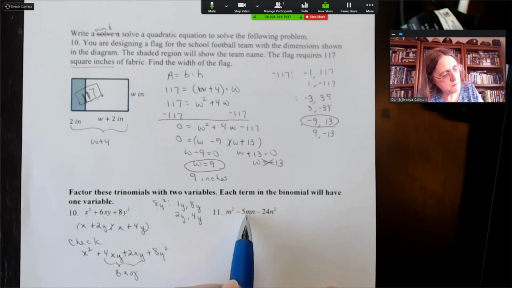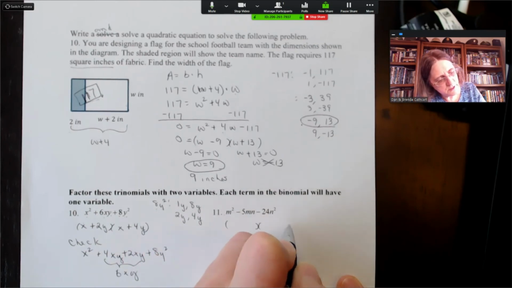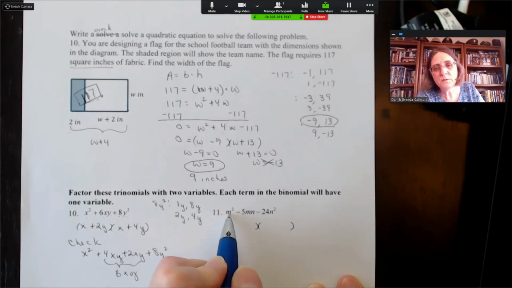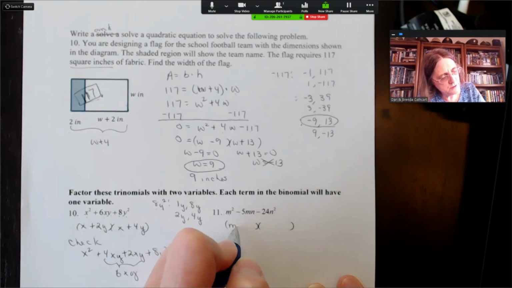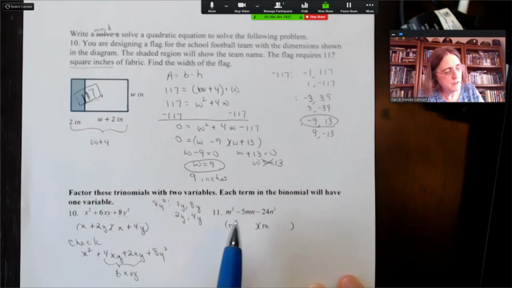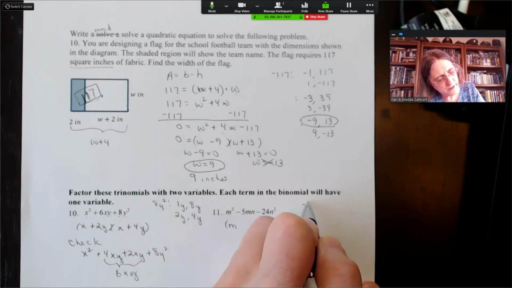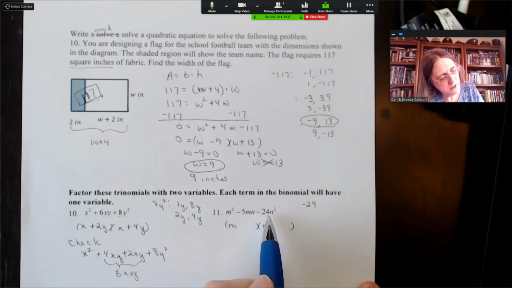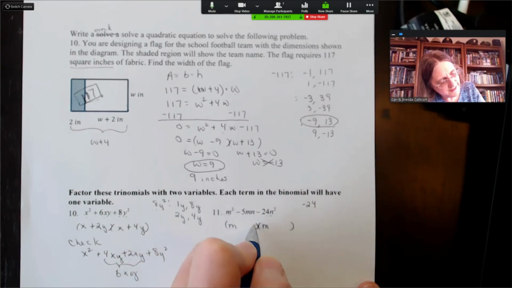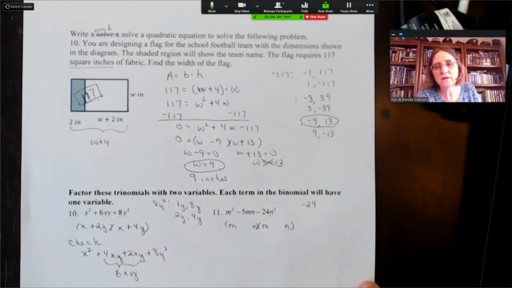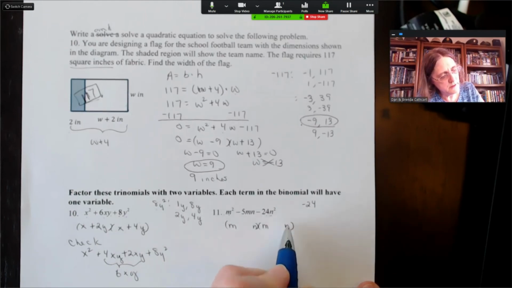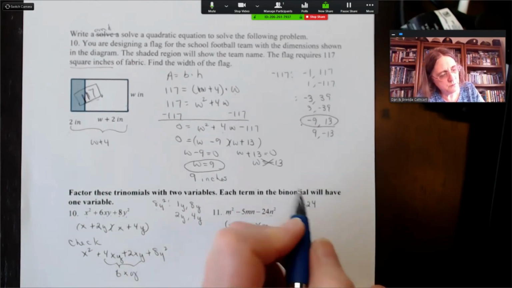Let's do another one here. We have m squared minus 5mn minus 24n squared. So again, we're going to have two binomials. To multiply to get m squared, our first term, we have m times m. Our last term, we have to multiply to negative 24n squared. So we need factors of negative 24, and we'll just put a factor of n here for each one of those to get n squared. But let's see what we need with negative 24.